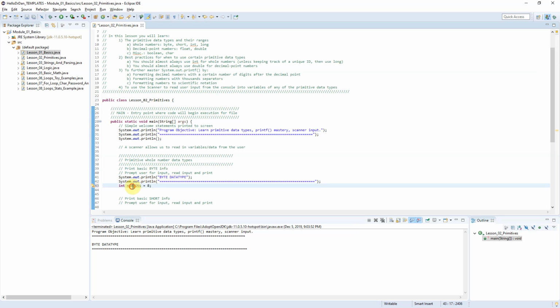Whenever we use the word bit, that basically just means either a 0 or a 1. So I'll say a bit is either a 0 or a 1. Again, 8 bits are used to store the byte data type.